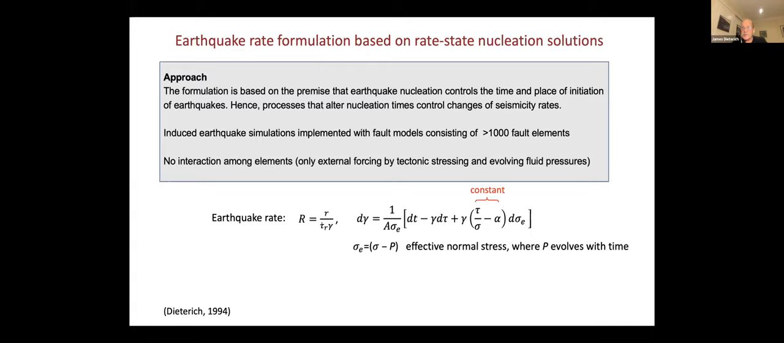And so I've implemented this model on a single fault that consists of typically 1,000 to 2,000 or 3,000 fault elements. And we compute the earthquake rates at each element. A weakness of this method is that there's no interaction among the elements. We only compute rates, and those rates are computed only from external forcing by tectonic stressing and evolving fluid pressures. So earthquake rate here is a function of this state variable gamma, which has this evolution law. And sigma E is the effective normal stress here, which is influenced by changes with fluid pressures. And we just turn the model loose and let it go.